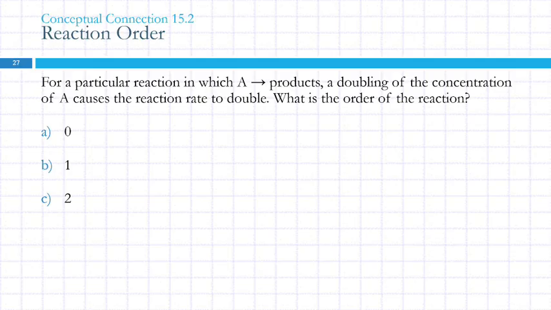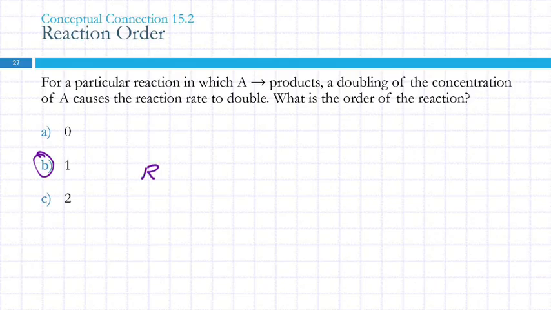First order, yeah. So we're doubling A, and then the rate doubles. Now, for some people, they hear double twice, and they think 2. Understandable. This is not second order. This is first order. It's directly proportional. So this is the answer.